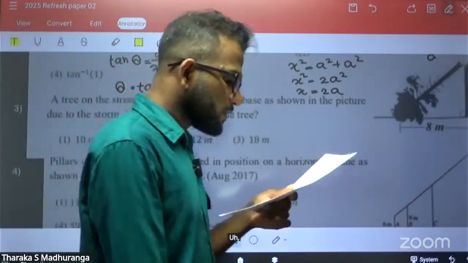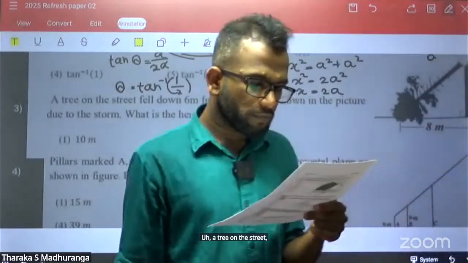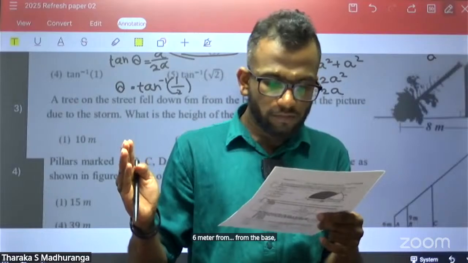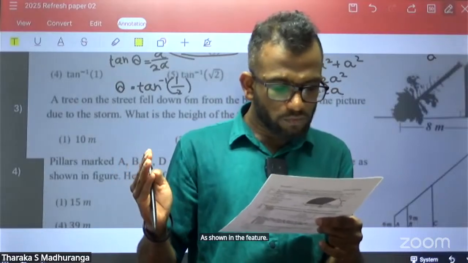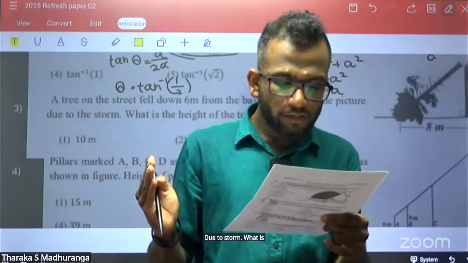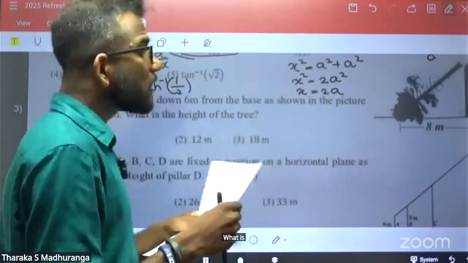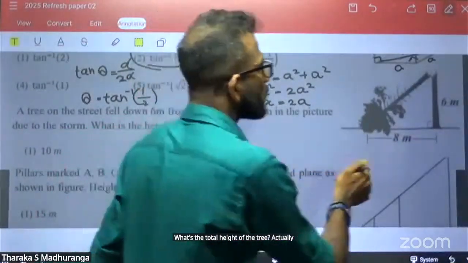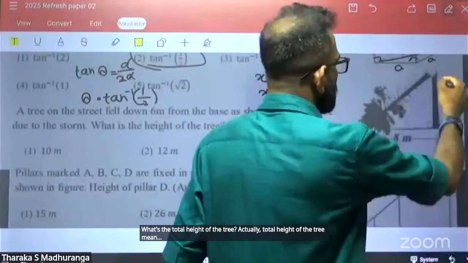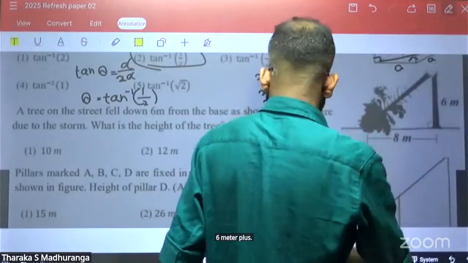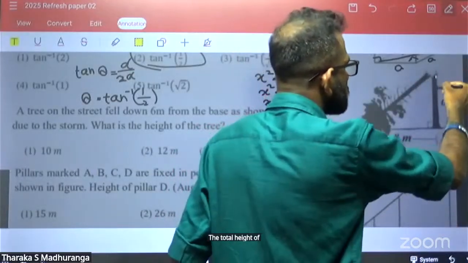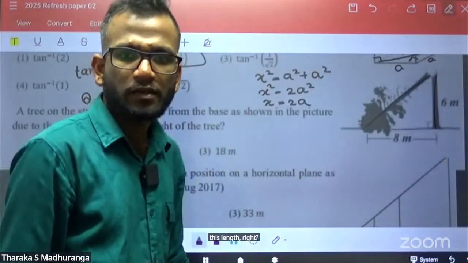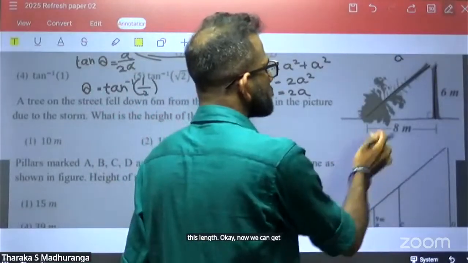Question number 3. A tree on the street fell down 6 meters from the base as shown in the picture due to a storm. What is the total height of the tree? Actually, the total height of the tree means 6 meters plus this length.